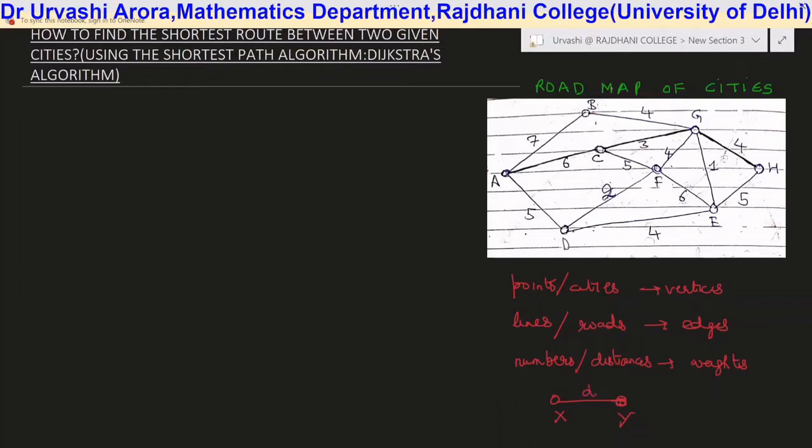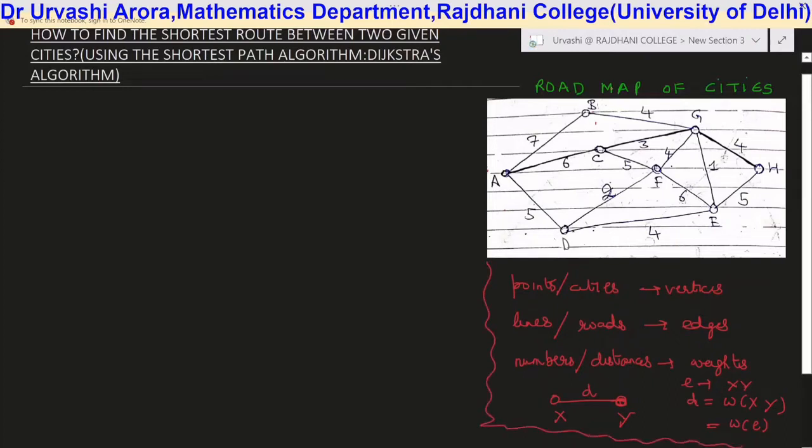And if the number d is put along with the edge xy, then d would be regarded as the weight of the edge xy. The notation that we use for the weight is weight of xy, or this weight can even be written as w(e), where e is nothing but the edge xy. So these are the things that we have to keep in mind when we regard this roadmap as a graph in graph theory.